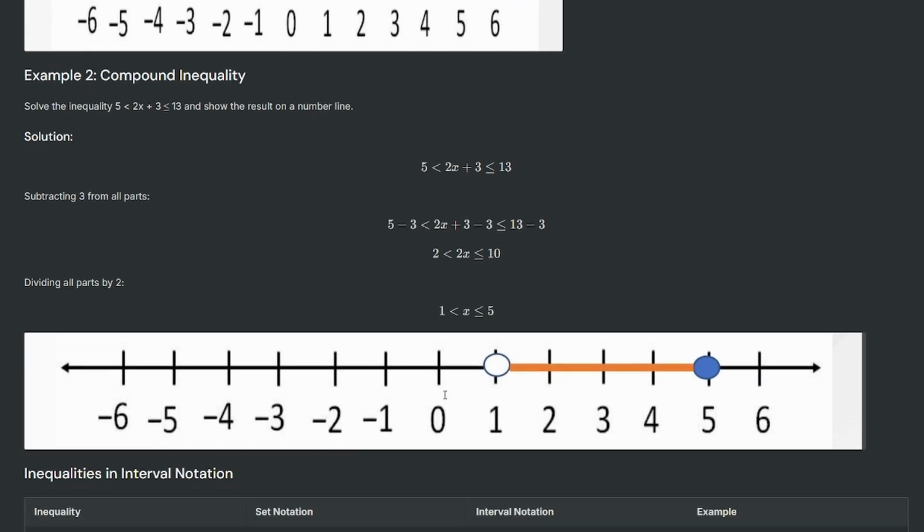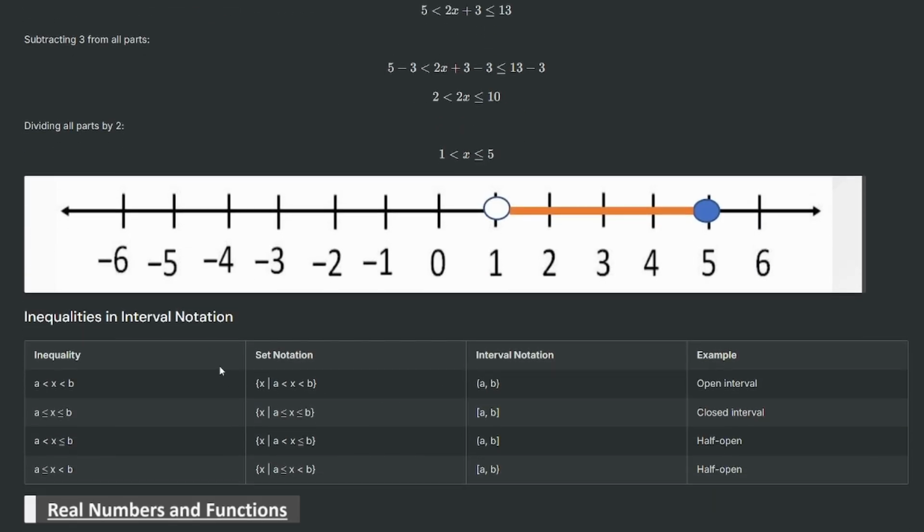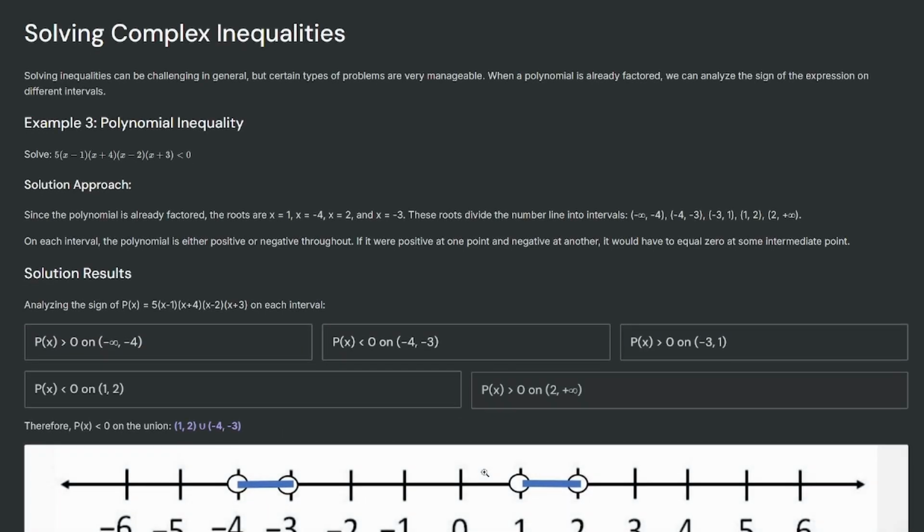Okay, here is the notation and interval table which you can use. Basically, if a is less than x is less than b, both are open, this is a closed interval, this is a half-open interval, and this is a half-open interval. Because if there is a closed bracket at b, it means b is included. If the closed bracket is at a, then a is included. Okay, let's go to another question.